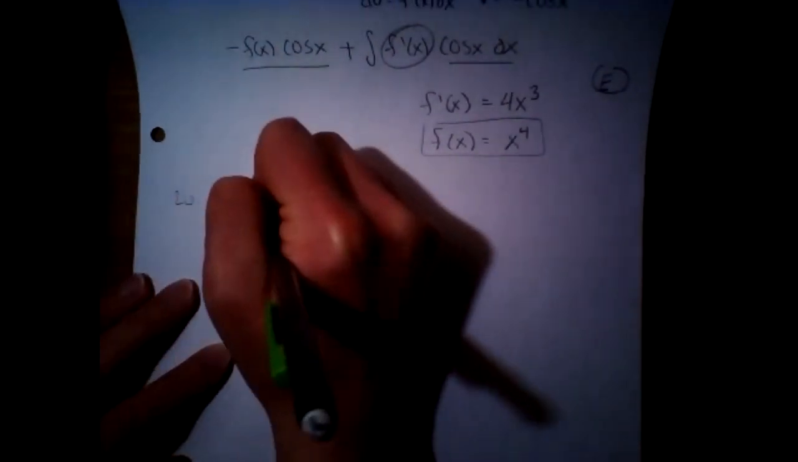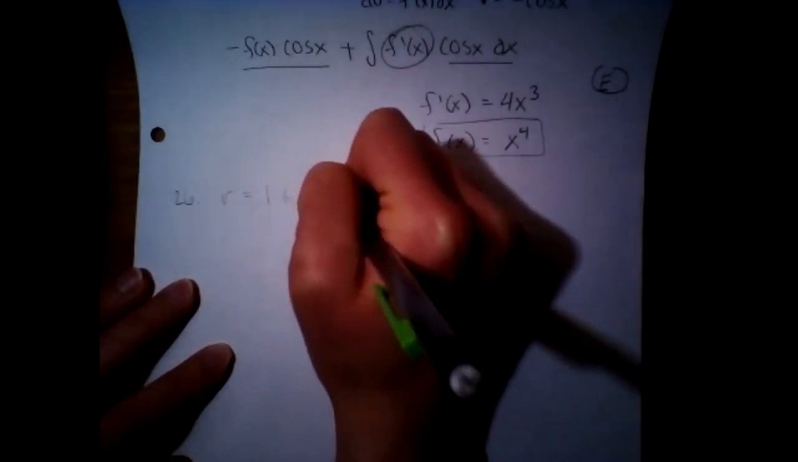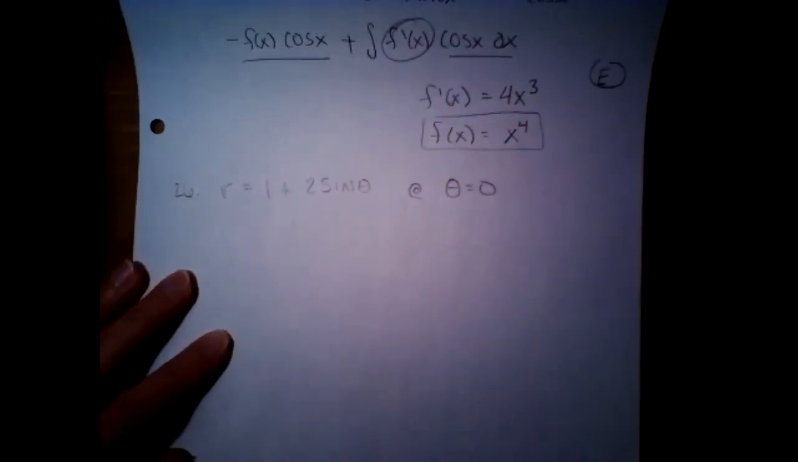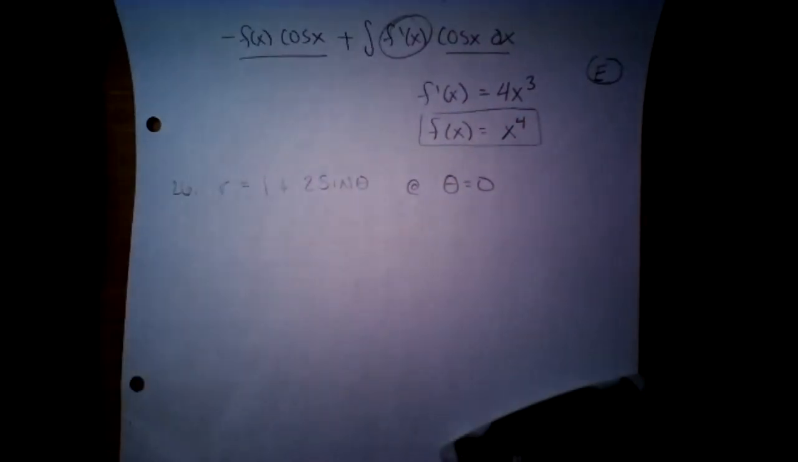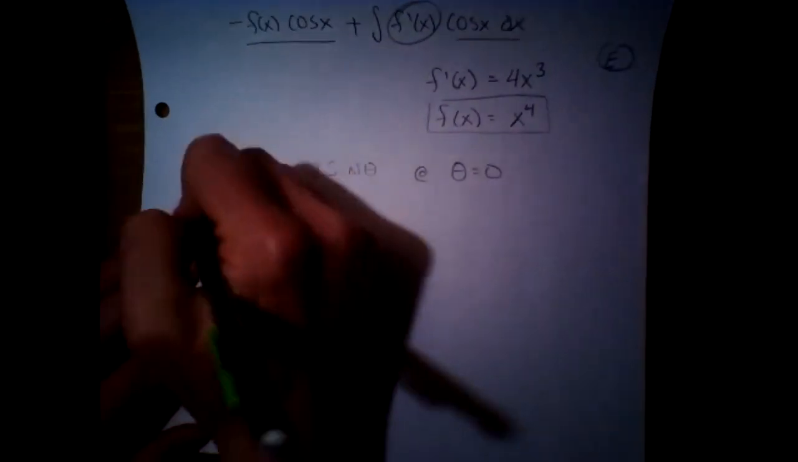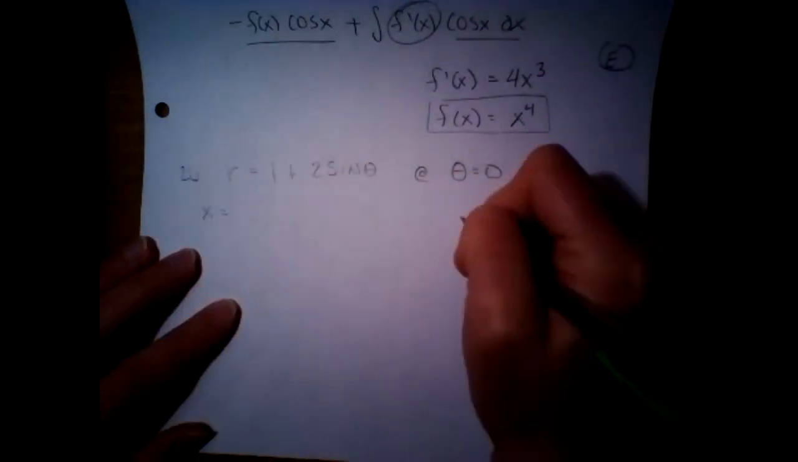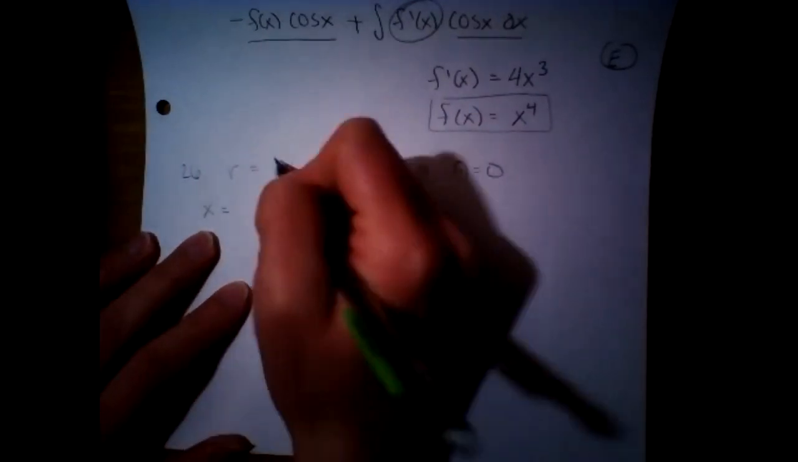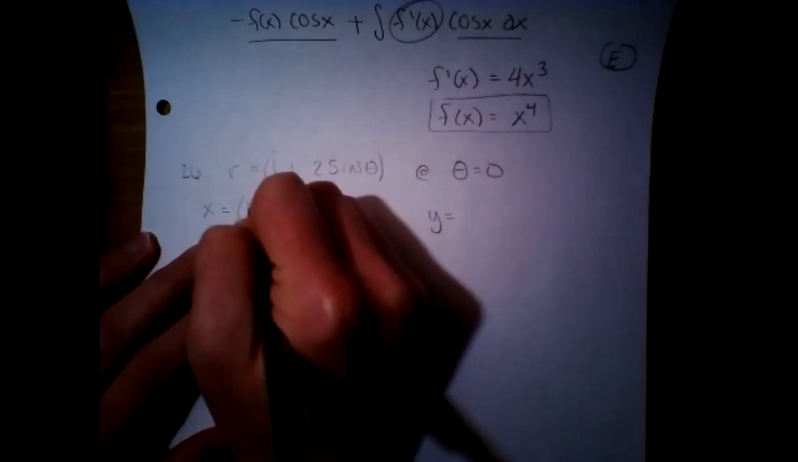All right, so this says, what is the slope of the line tangent to the polar curve r equals 1 plus 2 sine of theta at theta equals 0. This is another problem that's kind of tedious, but not necessarily hard. It's just going to be a lot of writing. So we've got to get x and we've got to get y. So x is r cosine of theta. So this is r.